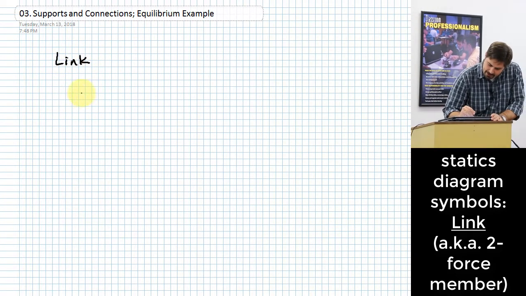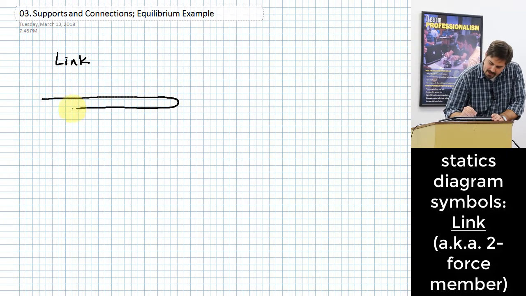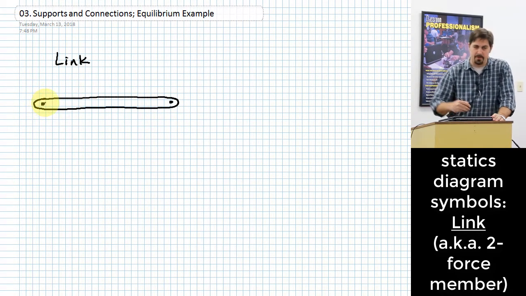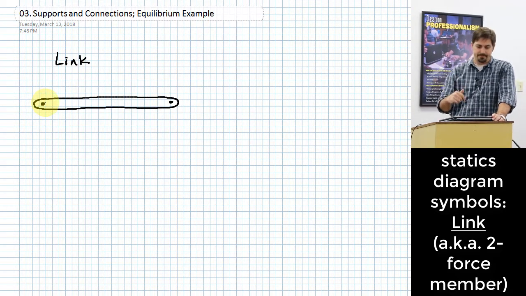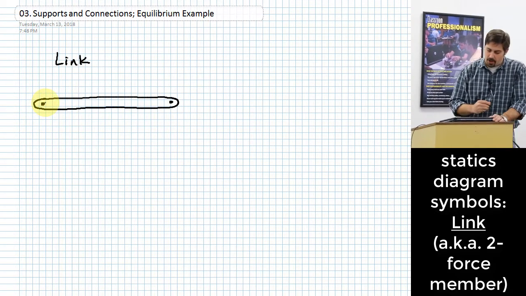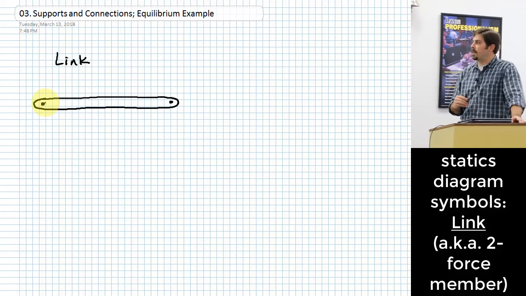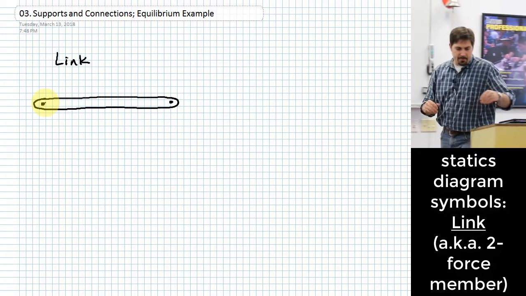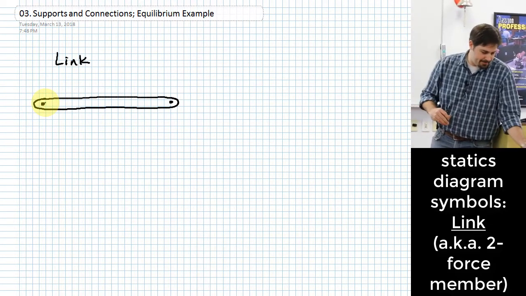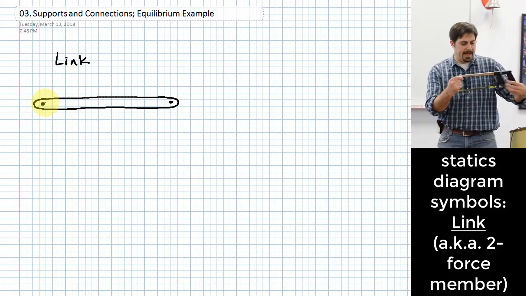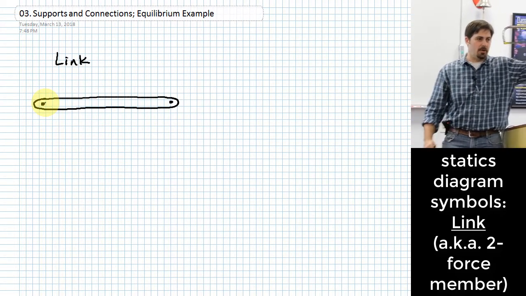Okay, a link is a type of member that basically has a pin on both ends, and it doesn't have to be horizontal. It can be vertical. It can be at some other angle that has a pin on each end. Okay, so I brought an example of something that works this way. The blade on a hacksaw, right?